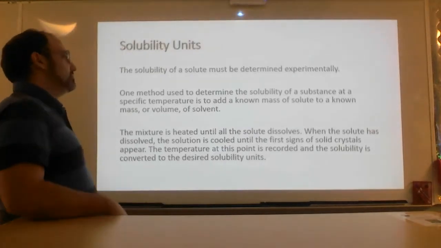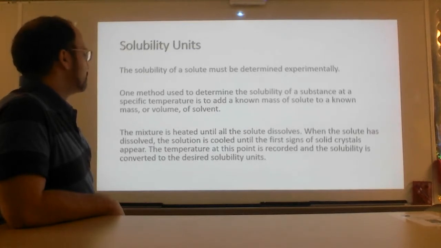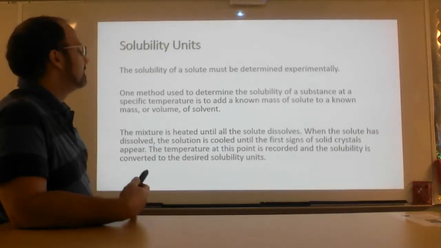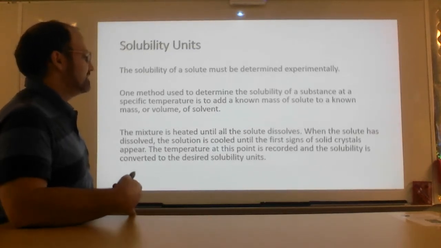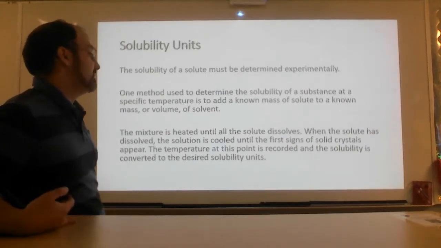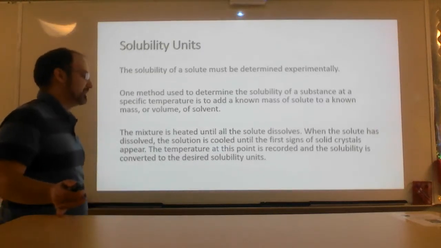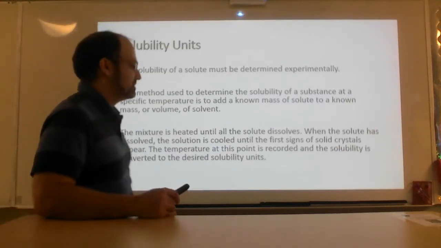One method used to determine the solubility of a substance at a specific temperature is to add a known mass of solute to a known mass or volume of solvent. The mixture is then heated until all the solute dissolves. When the solute is dissolved, the solution is cooled until the first signs of solid crystals appear. The temperature at this point is recorded, and the solubility is converted to the desired solubility units.